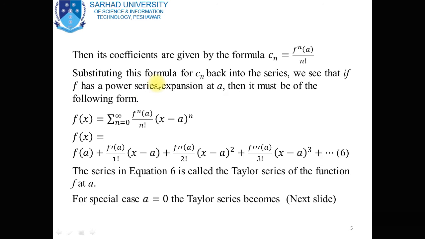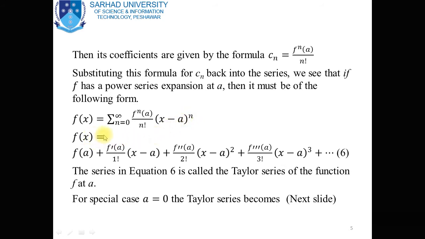So substituting this formula for cn back into the series, we see that if the function f has a power series expansion at x is equal to a, then it must be of the following form. F of x is equal to sigma n is equal to 0 up to infinity f power n at a divided by n factorial. This is actually the n time derivative of the function at x is equal to a divided by n factorial into x minus a whole power n.